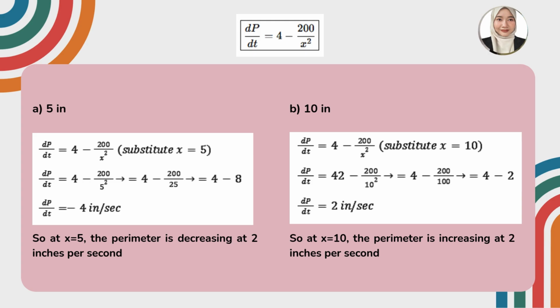So the solution is similar to A. We are going to use the equation dp over dt equals 4 minus 200 over x squared, and x is given, which is 10, so we substitute the x value into the equation. We solve this using a calculator, and the final answer is that at x equals 10, the perimeter is increasing at 2 inches per second. So dp over dt is 2 inch per second.